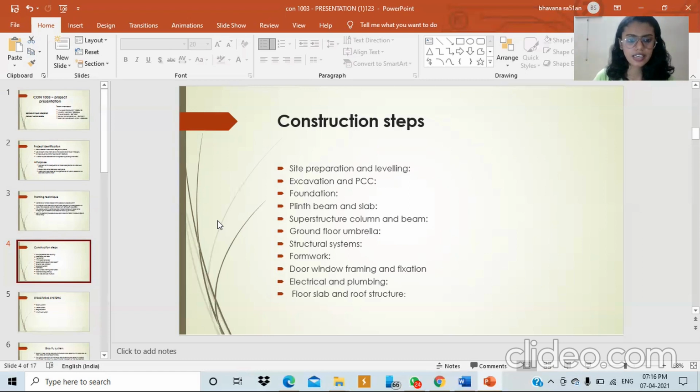Then ground floor umbrella. In order to facilitate the erection of the steel tower ahead of the completion of the parking slabs below grade, a top-down construction technique is adopted in this. So the majority of the portion is like a steel ground floor umbrella.